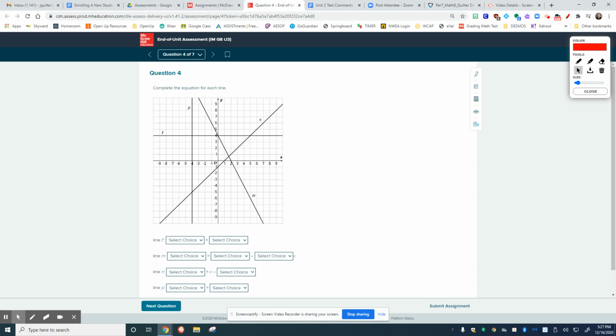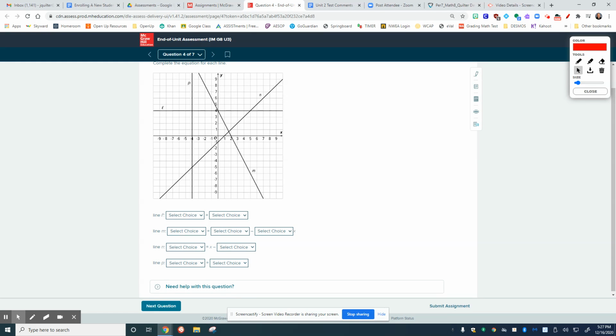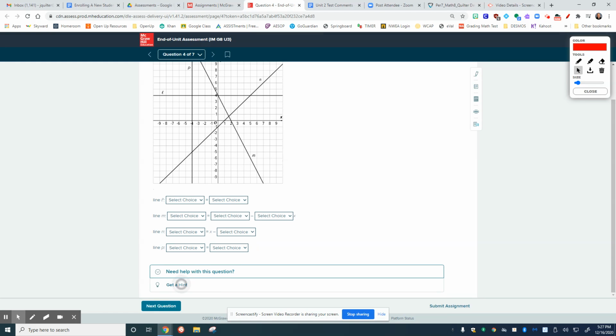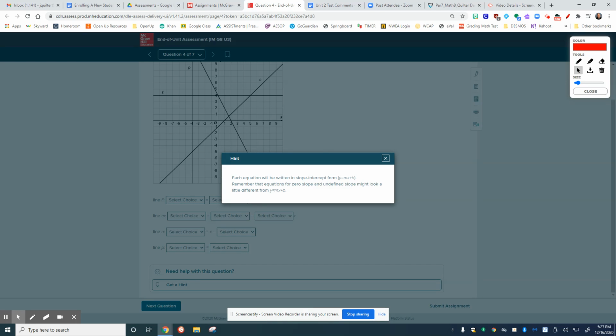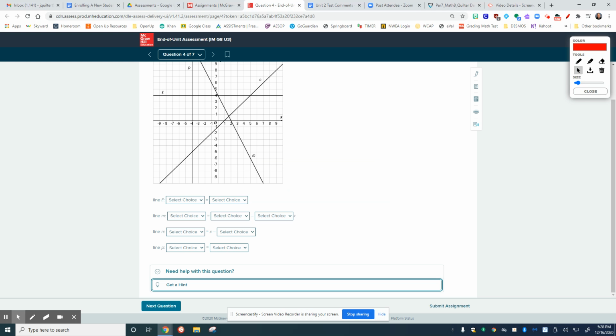Number 4, you have 4 different lines that are graphed on this coordinate plane. Again, we have this need help with this question. Here's a hint. Each equation will be written in slope-intercept form. So y equals m times x plus b, where y and x are the coordinates, m is the slope, b is the y-intercept. Remember that the equations for zero slope and undefined slope might look a little different than simply having y equals m times x plus b.